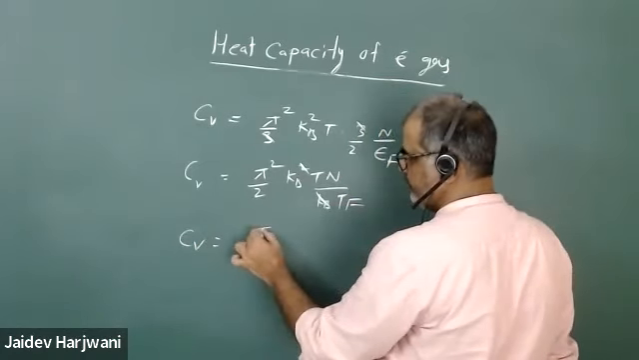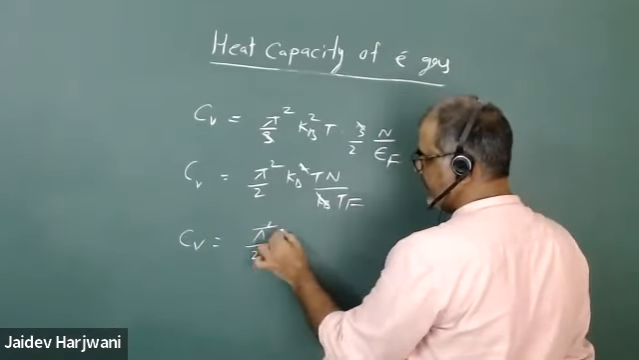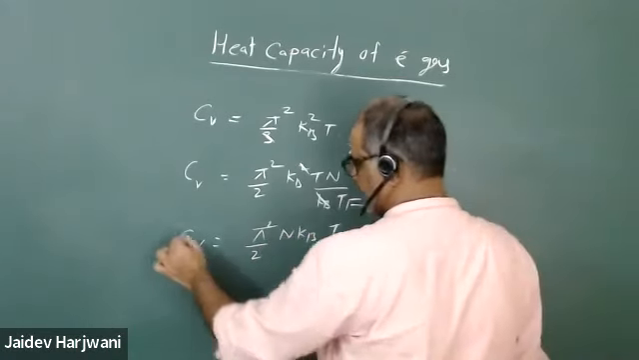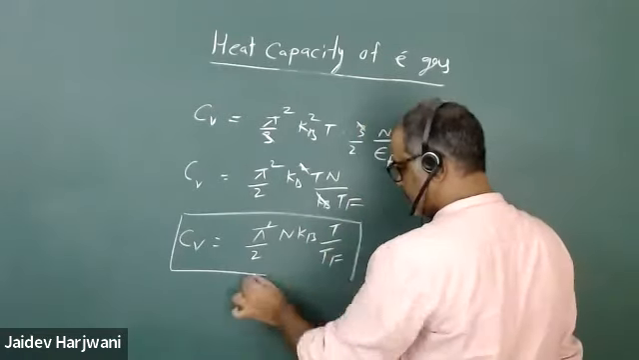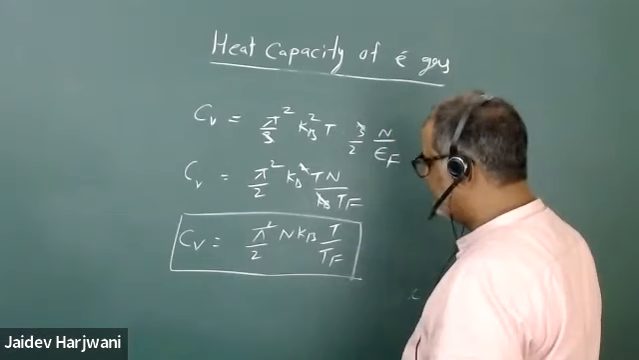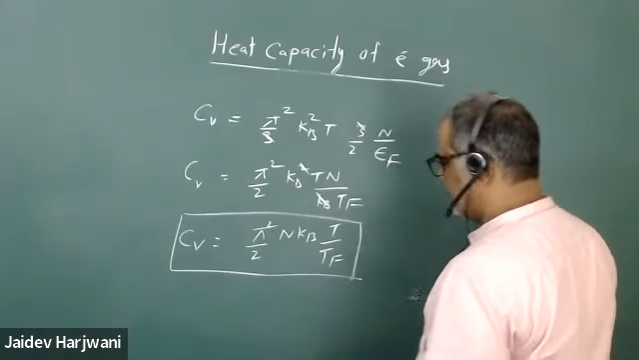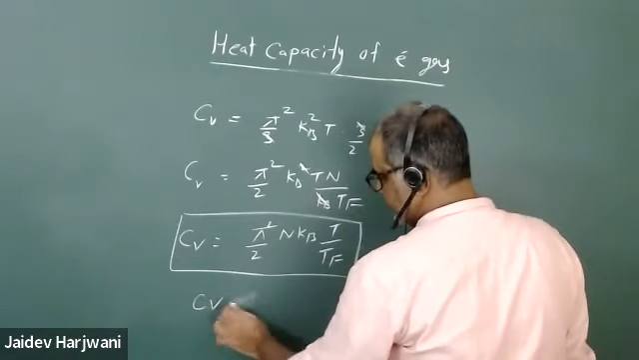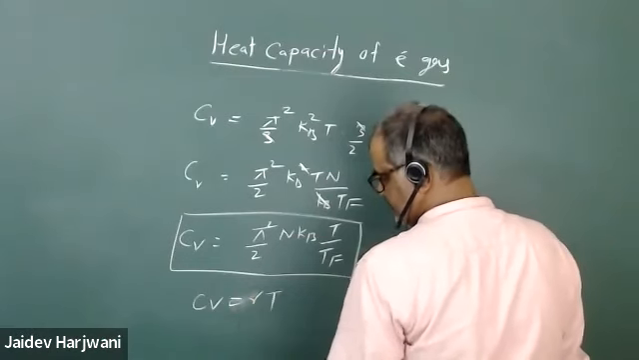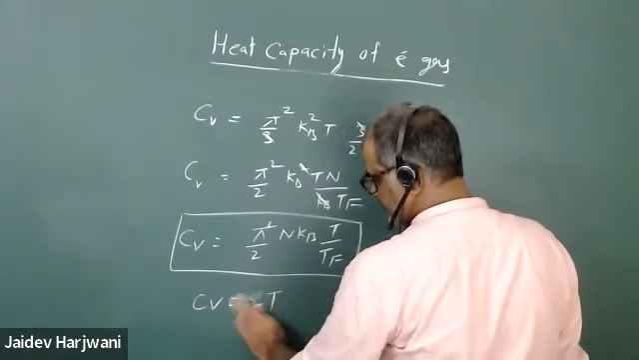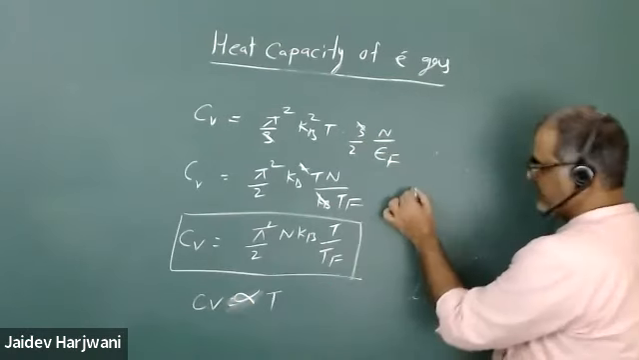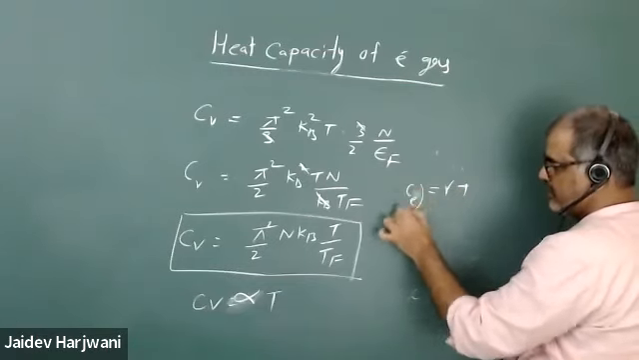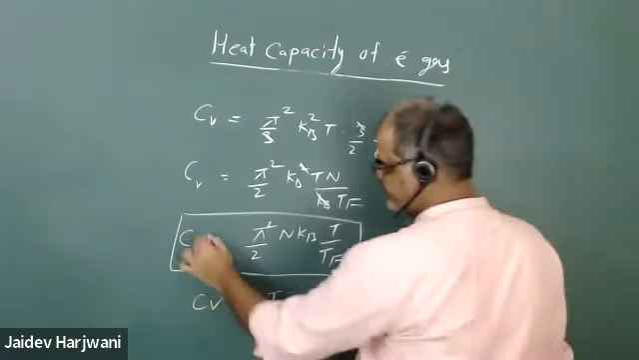C_V equals pi square by 2 n kb T upon TF. Okay, so this is the calculation when we do it by Sommerfeld theory. So my C_V electronic specific heat is proportional to temperature, or I can write it as gamma T. Okay, proportional to temperature, and this can be written as C_V electronic equals gamma T.